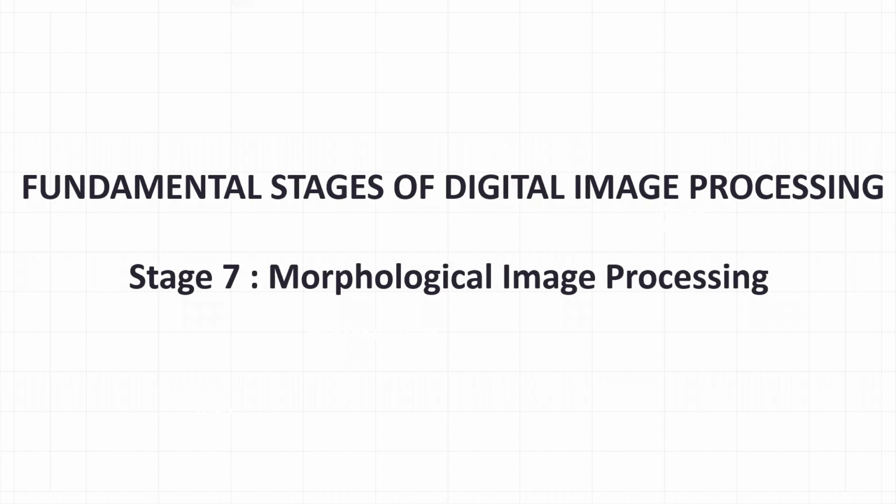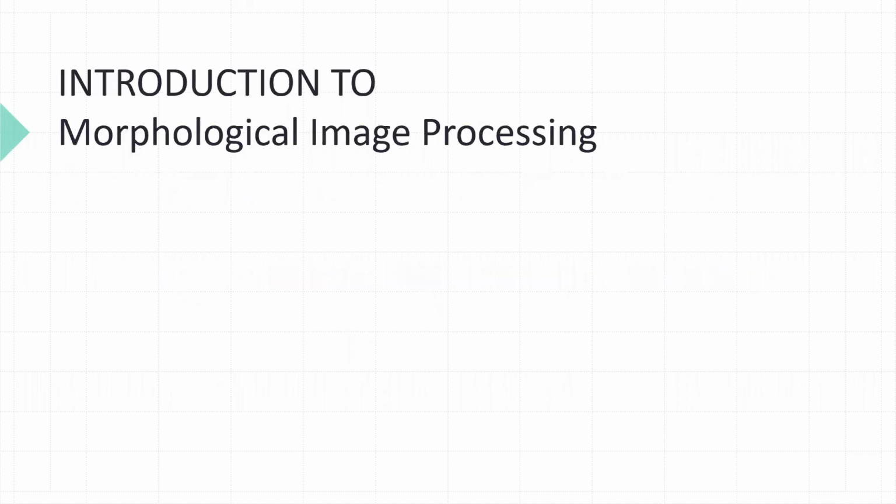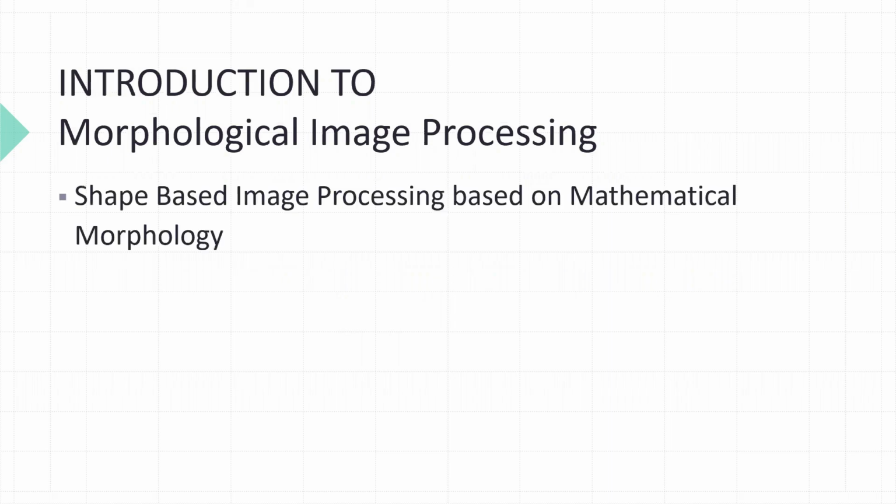Now moving on from color image processing, in stage 7 we are about to see morphological image processing, which is mainly based upon shape-based science. Now let us go to the introduction points here. What is meant by morphological image processing?